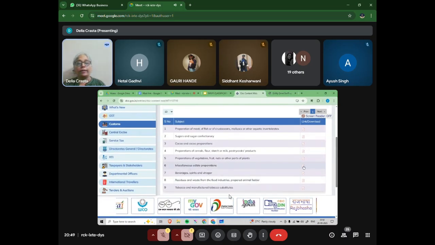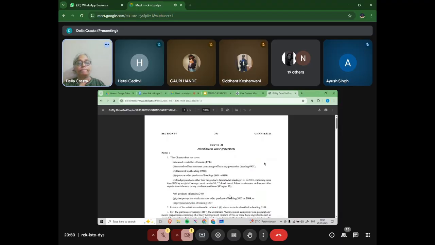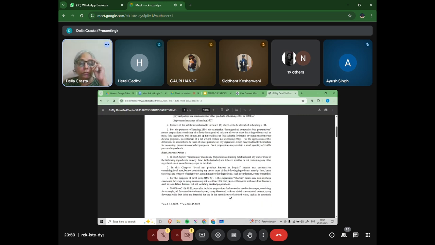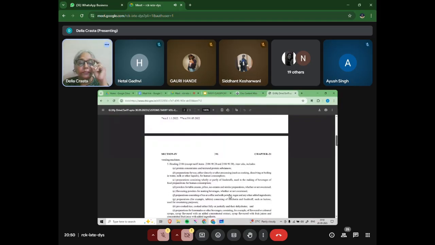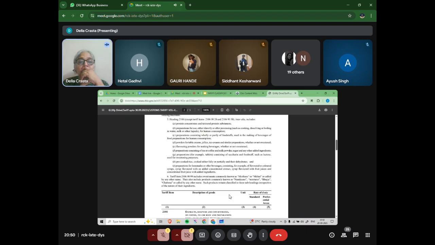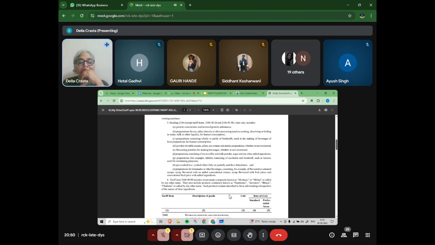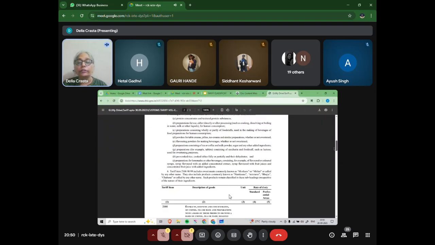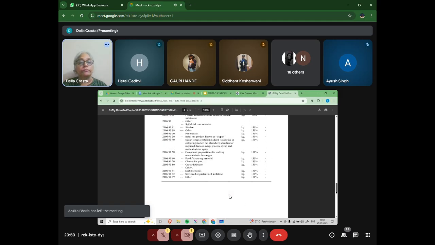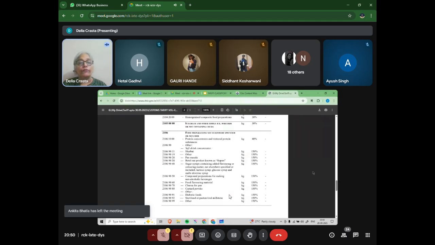21, miscellaneous edible preparations. Okay, it's not here also. So in 21 we are referring to 2106, food preparations not elsewhere specified or included.